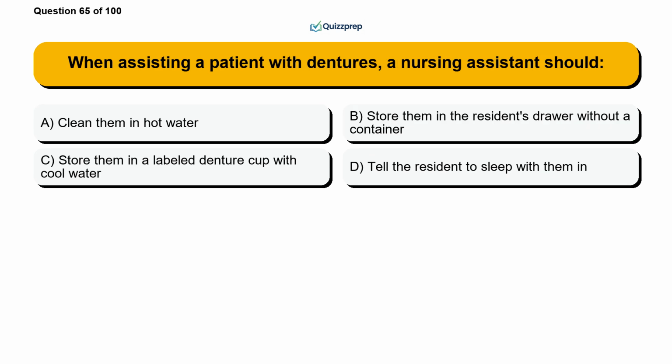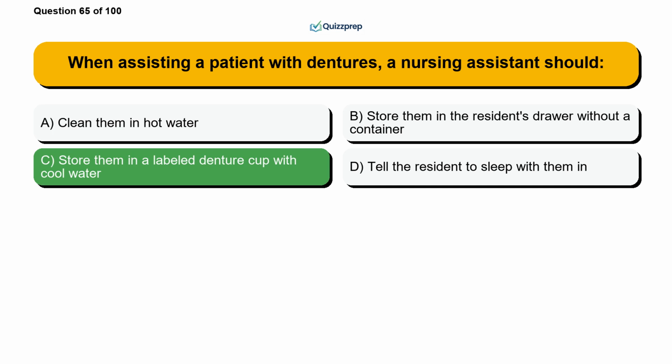Question 65. When assisting a patient with dentures, a nursing assistant should: option A, clean them in hot water. Option B, store them in the resident's drawer without a container. Option C, store them in a labeled denture cup with cool water. Option D, tell the resident to sleep with them in. The correct answer is option C, store them in a labeled denture cup with cool water.